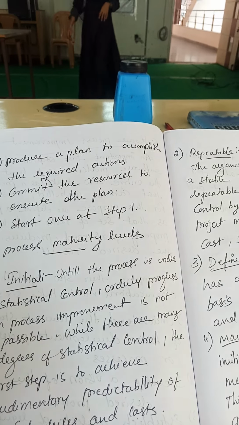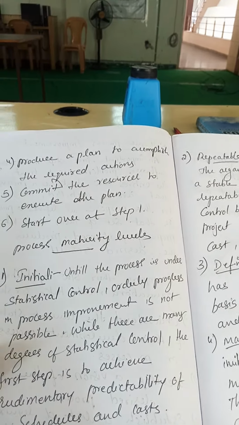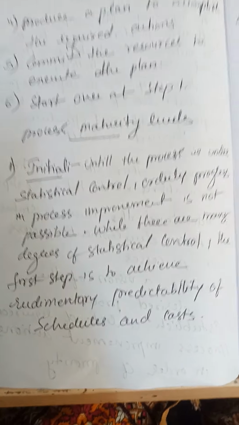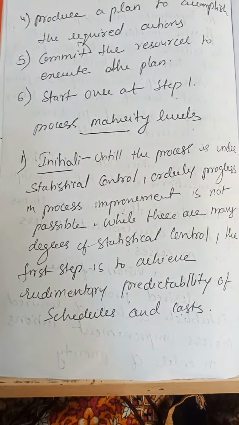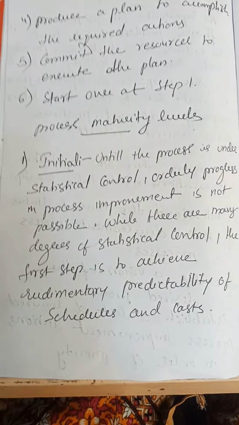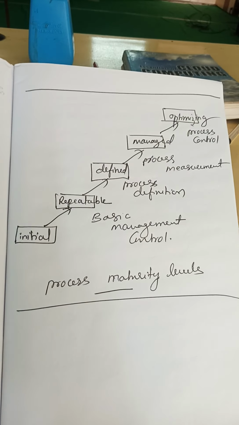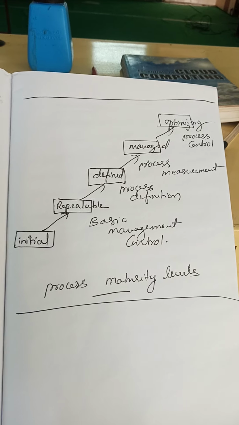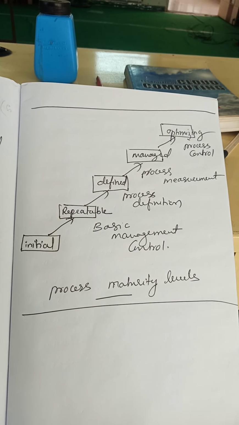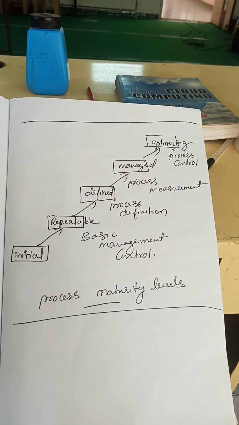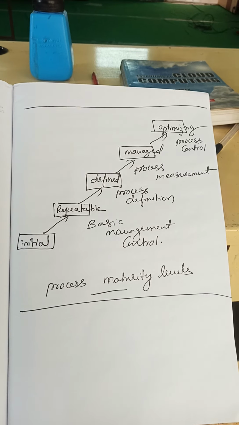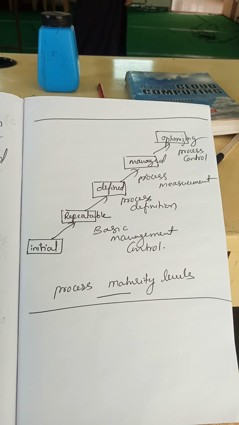So we correct the errors level by level. We divide the process into maturity levels: the initial level, repeatable level, defined level, managed level and optimizing level. This is a diagram of the levels of maturity. We divide the process into levels to correct the errors.